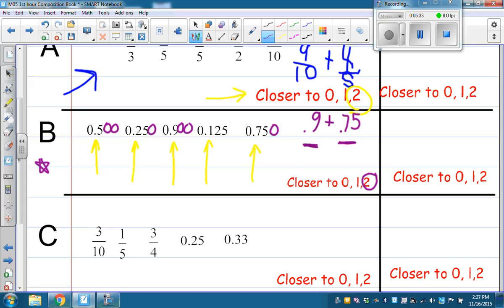Okay, Alicia, pick the smallest sum. What two decimals make the smallest sum? 0.125.